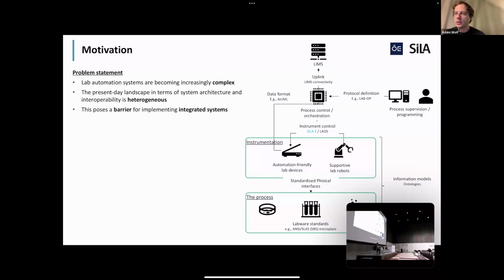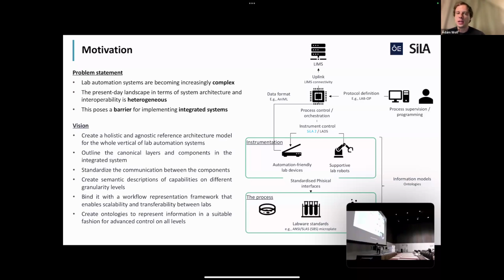integration and makes it really complicated and costly to put together multi-layer complex systems. So what we propose, and what the vision is, is to create an overarching, holistic and agnostic reference architecture model by outlining the layers and components of the system architecture in a generic way, to define the communication between the components by creating the appropriate semantics of the decomposition of the workflow, and also binding the levels of the decomposition to the levels of the control architecture.